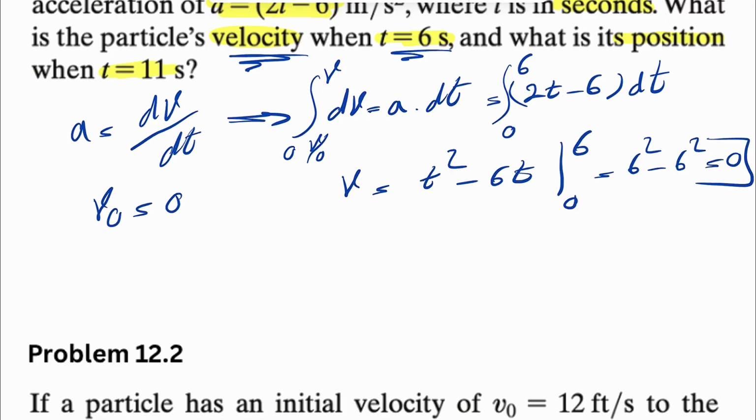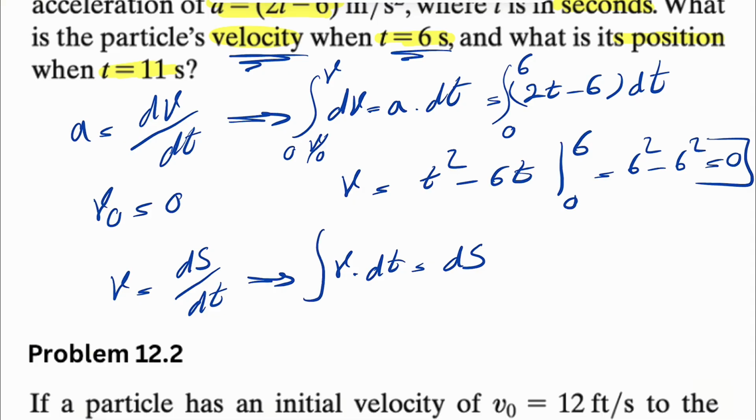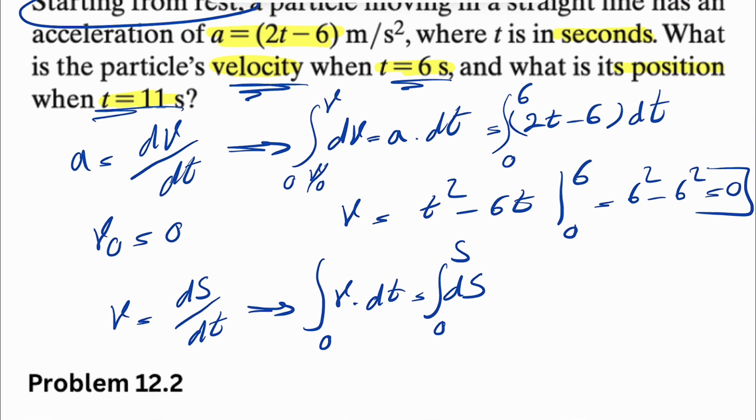And for the second part, we have to find its position at t equal to 11 seconds. We also know v is equal to the derivative of the distance over time. If we cross multiply again, we have v dt is equal to ds. Again we do the integral on each side, from 0 to s for the distance that's going to be traveled, and the same for the time, from 0 to, this time a different time, 11 seconds.